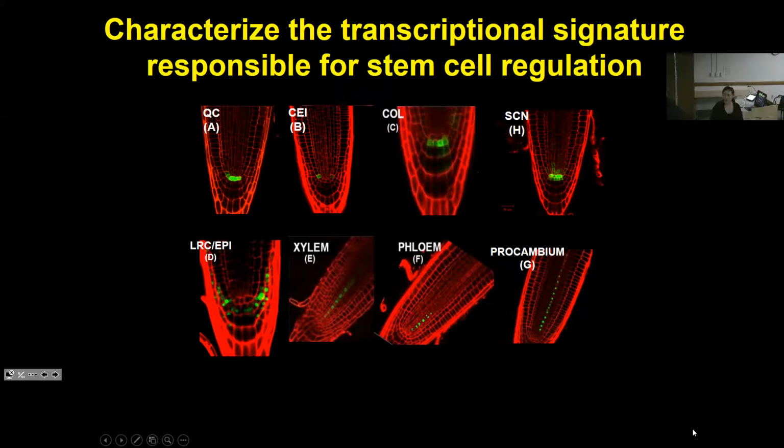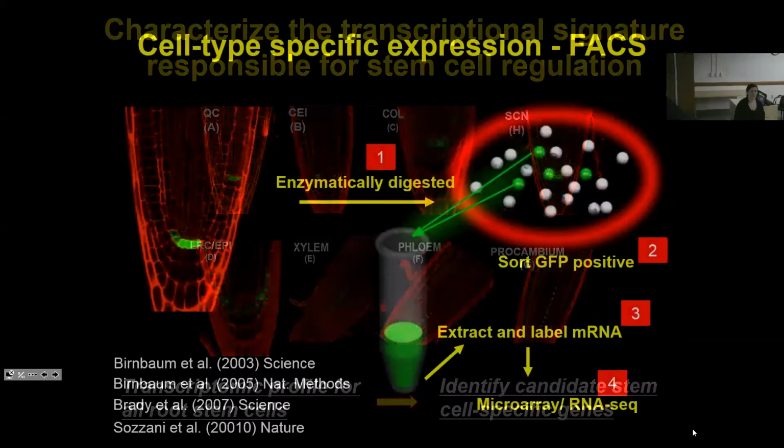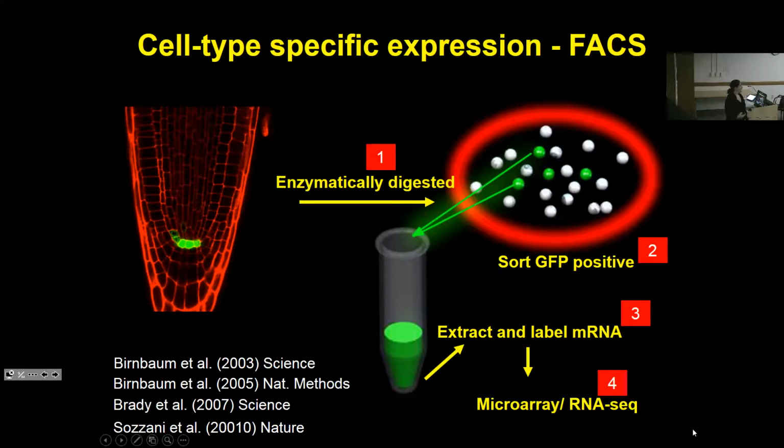So we have all these different fluorescent markers of the different stem cells. What can we do? Well, we can obtain stem cell-specific transcriptomic profiles so that we can identify stem cell genes. How do we do that? I'm not going to go too much into the details, but we use fluorescence-activated cell sorting. We protoplast the plant and obtain two populations of cells, non-fluorescent protein and fluorescent protein, so that we have an enriched population of the different stem cells, and then we can do RNA-seq. Everybody so far following?